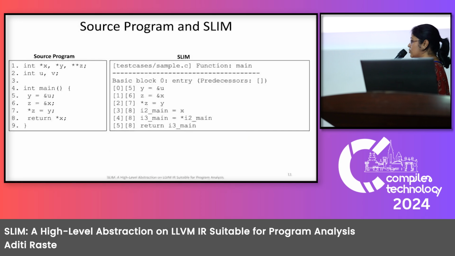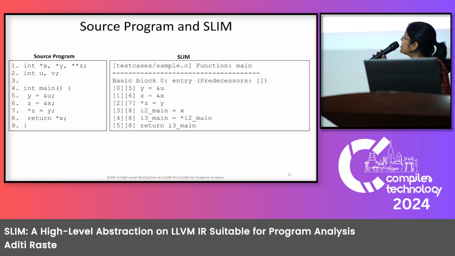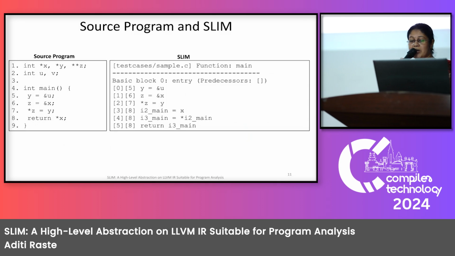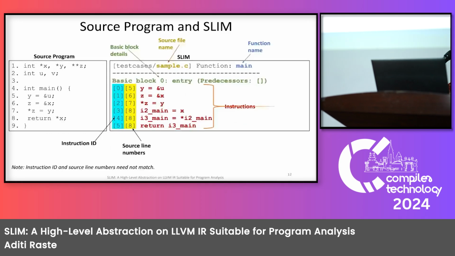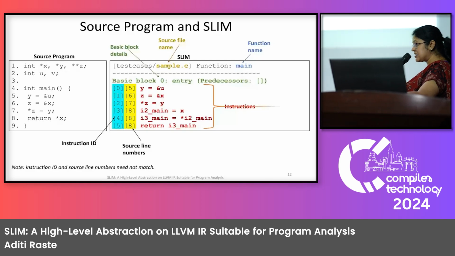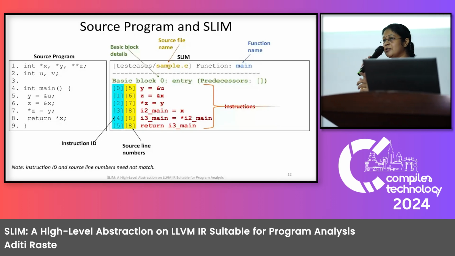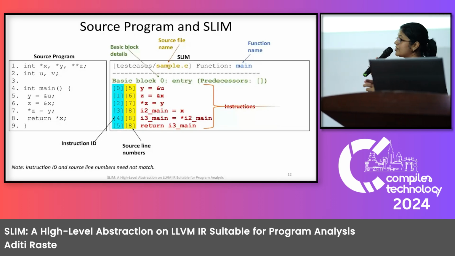Let's go back to the source program. This is the SLIM that is generated for the source program. Let's see what information is provided by SLIM. SLIM gives us the source file name. It gives us the function name, the basic block details, and the instructions. Please note that these instructions are pretty similar to the source program statements.